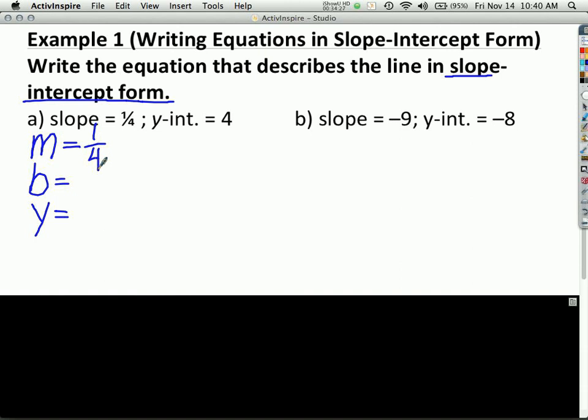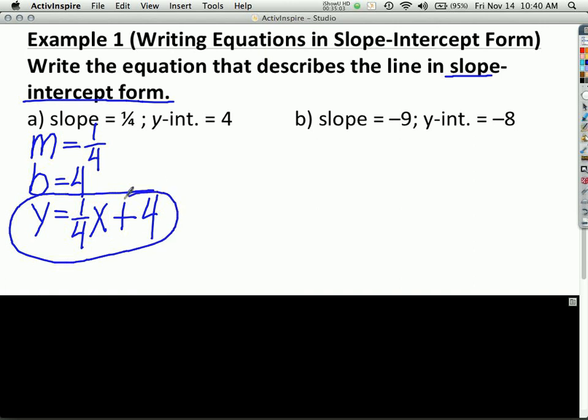Now we have to find the y-intercept, which is called b. Why is it called b? I'm not going to tell you why it's called b. We're just going to know that y-intercept is b. So now we need to find that. What is it? 4. It's right there. It's given to you. So now we know that the b is 4. Now put it all together. Y equals mx plus b. And that is an equation in slope-intercept form.